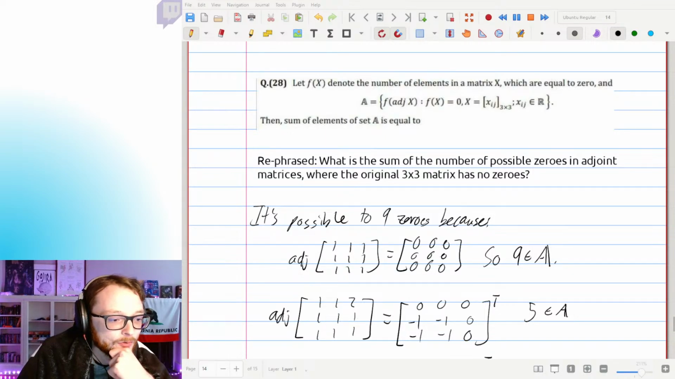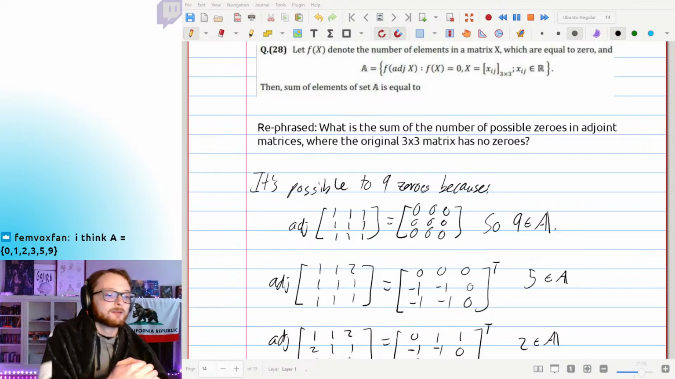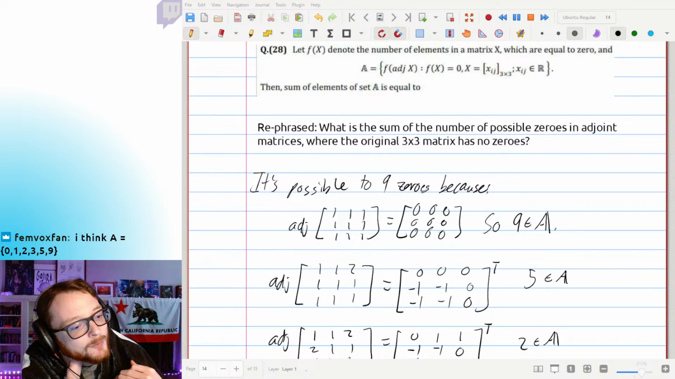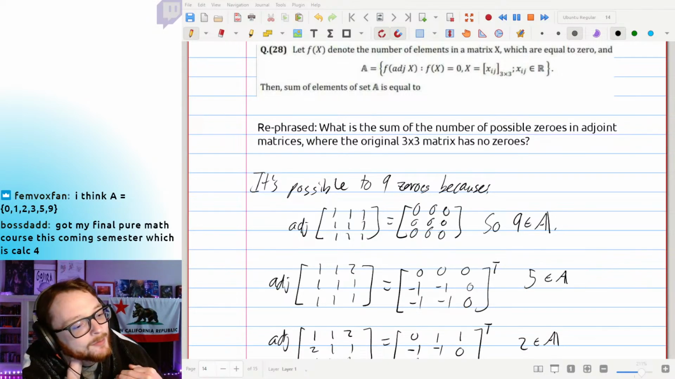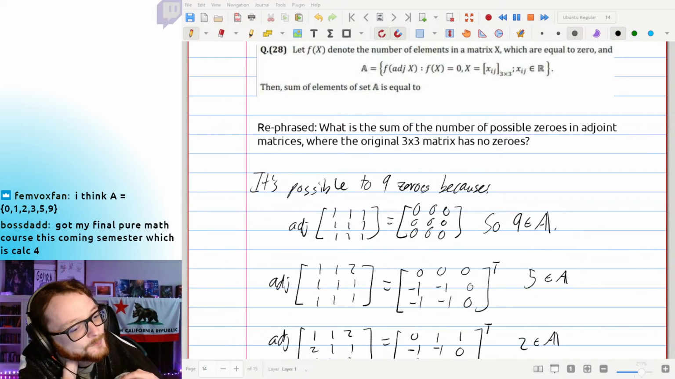Fenlox is calling a 0, 1, 2, 3, 5, and 9. Really? And so you were thinking about it in terms of constraints? For my final pure math course this coming semester, which is Calc 4. Oh, like differential geometry type stuff. I never actually had to do that. But I think that does get used in engineering type stuff, so that seems like it makes sense.